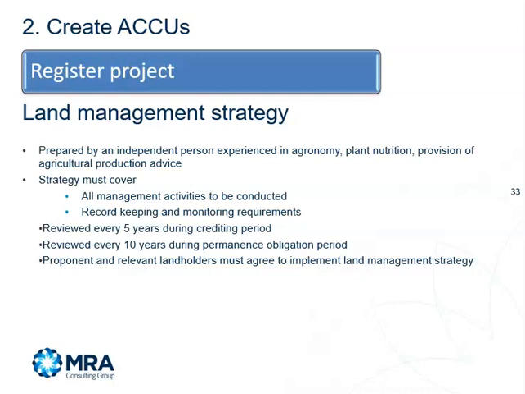Prepared by an independent person experienced in agronomy, plant nutrition, and provision of agricultural production advice, the strategy must cover all management activities to be conducted, and record keeping and monitoring requirements. It is reviewed every 5 years during the crediting period, and reviewed every 10 years during the permanence obligation period. Proponents and relevant landholders must agree to implement the land management strategy. The strategy will have to be provided at project registration, so you will need to engage an expert early to prepare the LMS in time for registration.